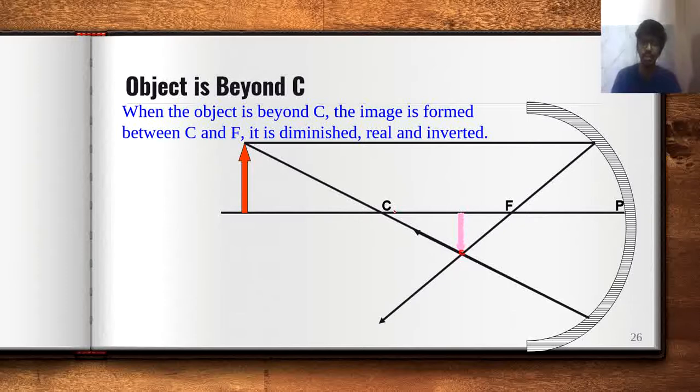So where is the image formed? Between the center and the focus. Is it virtual or real? There is a real intersection of reflected rays, so it is real. Is it erect or inverted? The object is towards the upward direction and the image is towards the downward direction. So it is inverted, and it is diminished because it is smaller than the object.